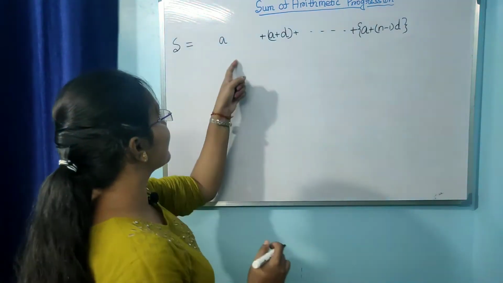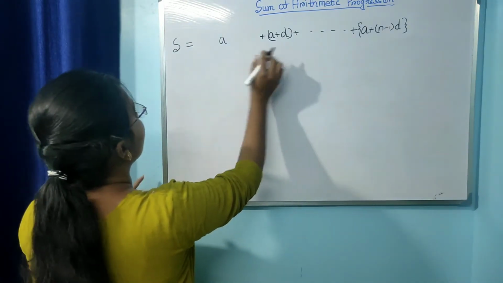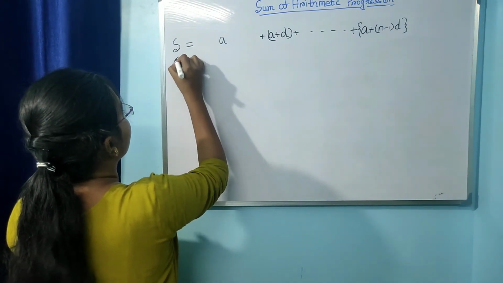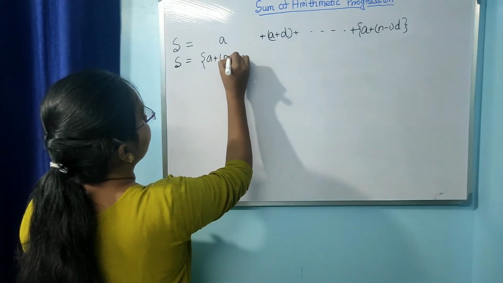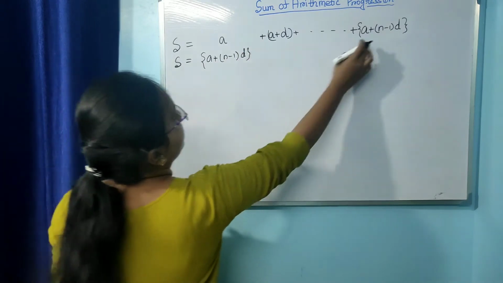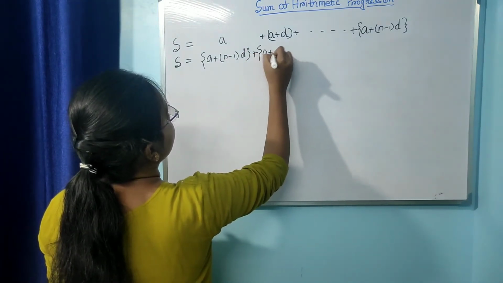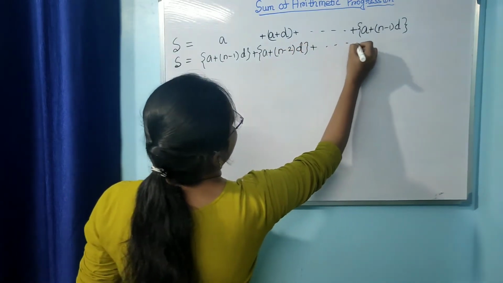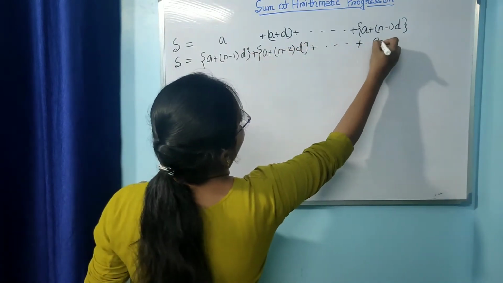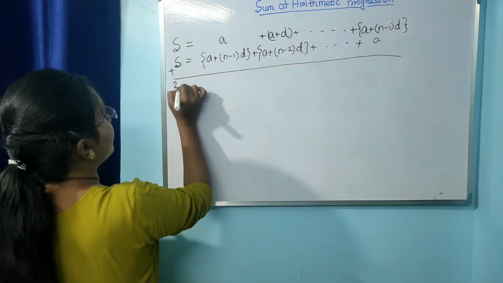So see here, this is an arithmetic progression where the terms are given, and we have to find the sum. So if we write this in reverse order, it will be a plus n minus 1 into d. This term is here, and the previous term will be a plus n minus 2 into d, and the last term will be this term, which is a. And now if we find the sum, it will be 2s.